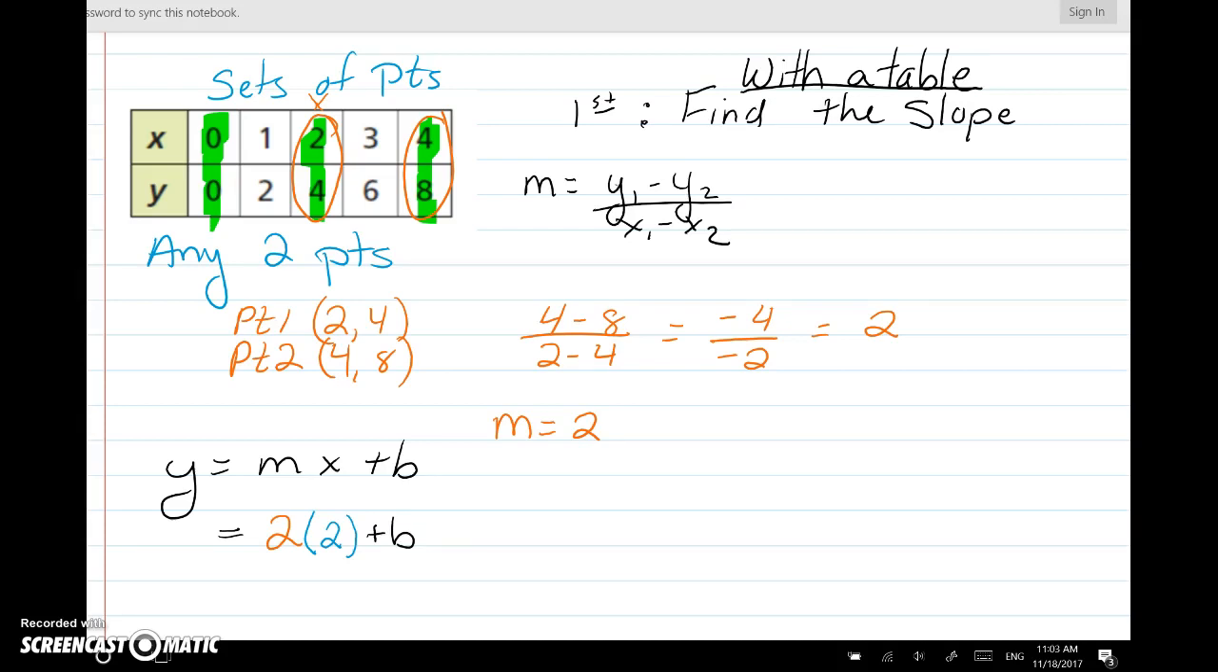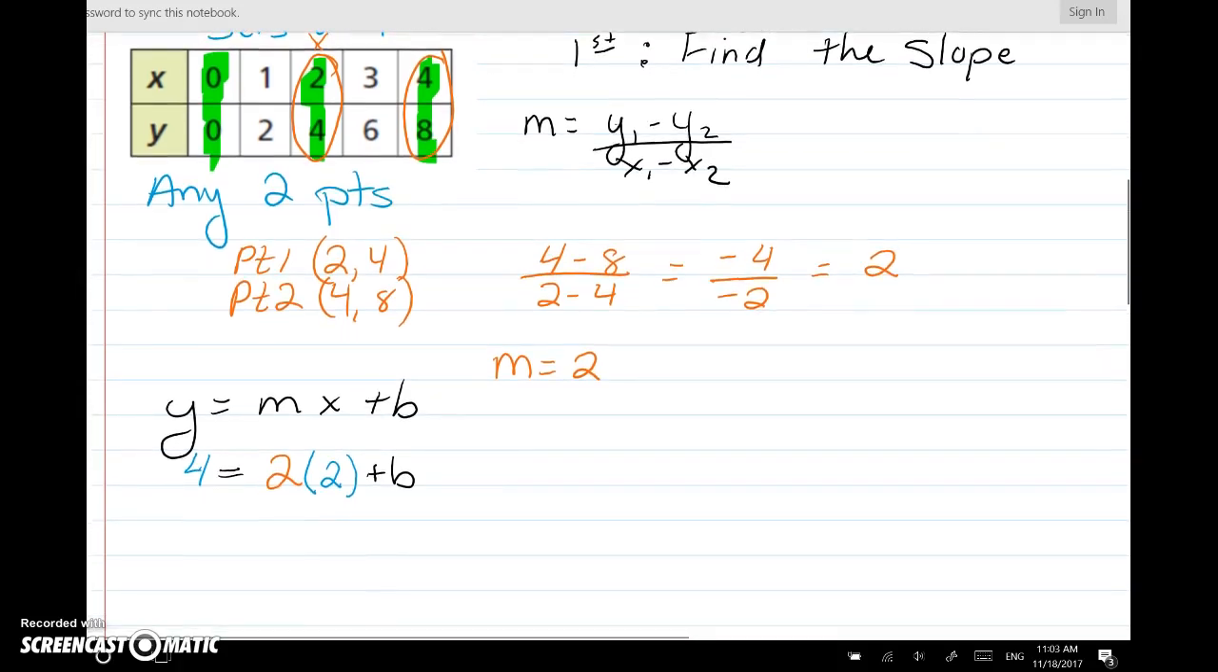What is the y that goes with this x? Look back at our chart. The y that goes with this 2 is 4. I have a two-step equation now. Can I solve for b? Yeah, just like we would solve for any other variable.